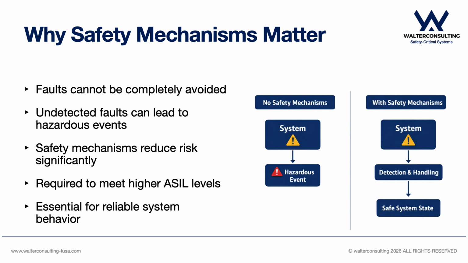Why are safety mechanisms so important? In complex systems, faults cannot be completely avoided. They will occur. The critical question is whether these faults are detected and handled correctly. If a fault remains undetected, it can lead directly to a hazardous event, and this is exactly what must be prevented. Safety mechanisms reduce this risk significantly. They ensure that faults are detected early, and that the system can respond in a controlled and safe way. And as ASIL levels increase, the importance of safety mechanisms becomes even higher.